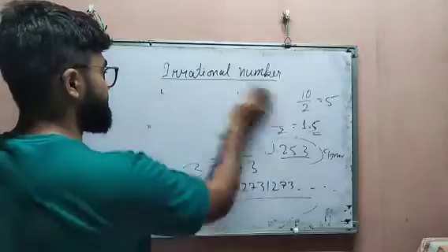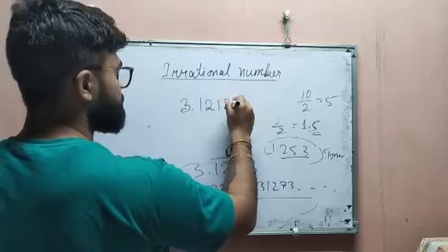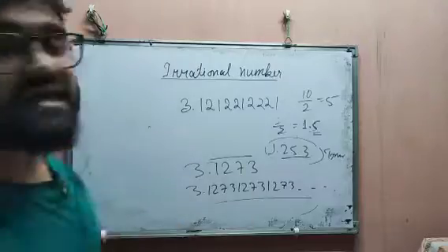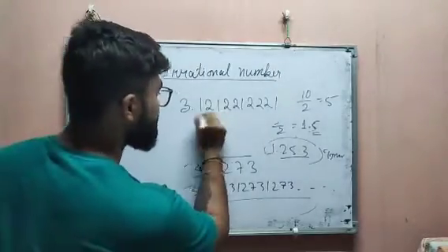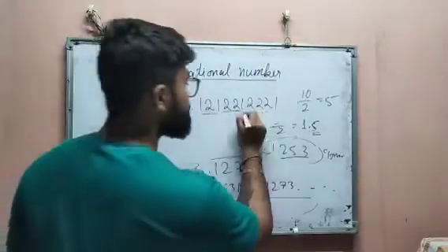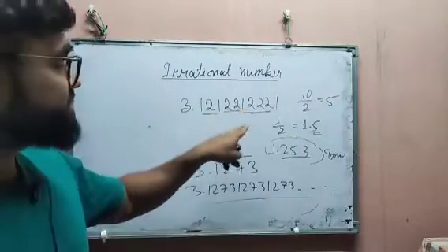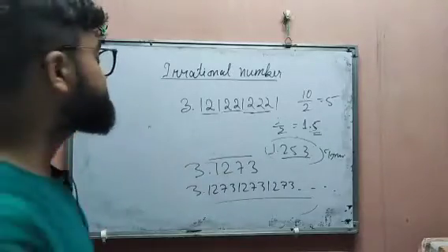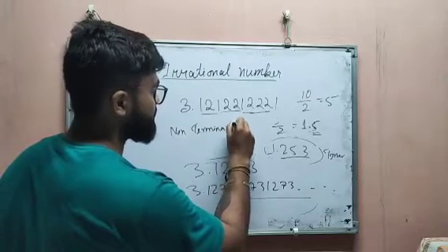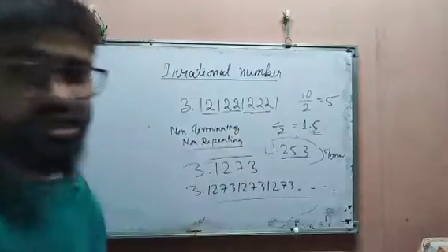If I am given a number like 3.121221, so here you cannot consider it as a repeating number. Why? Because here 12 is coming, but here it is coming 1 and 2 2. But here it is coming 1 along with 3 2. The number of repetition is not occurring here. Though the same digits are coming, their amount is not the same. So this is considered as a non-terminating and non-repeating number.